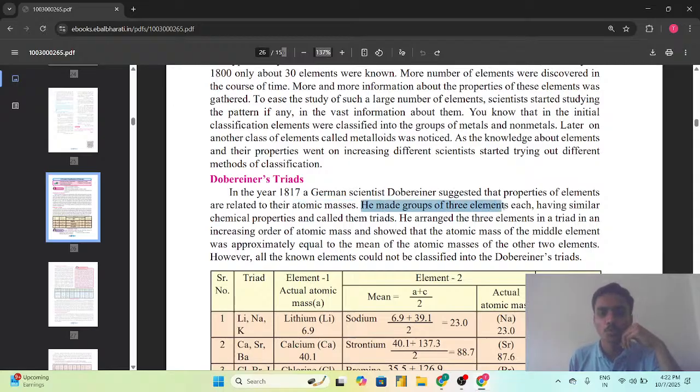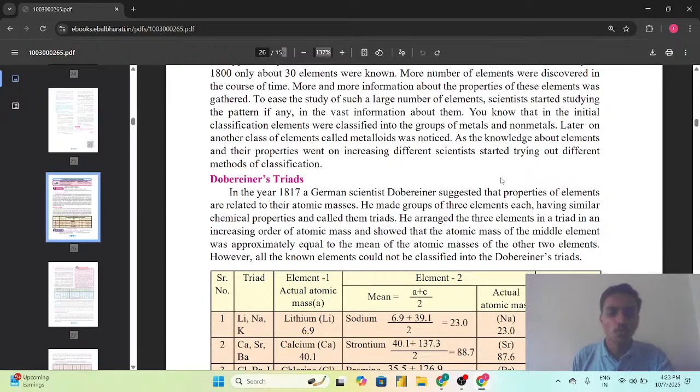He made groups of three elements, each having similar chemical properties, and called them triads. Meaning, he made groups of three on the basis of atomic masses and chemical properties, and called them triads. Further, he arranged these three elements in a triad in increasing order of their atomic masses and showed that the atomic mass of the middle element was approximately equal to the mean of the atomic masses of the other two elements. However, all the known elements could not be classified into Dobereiner triads.